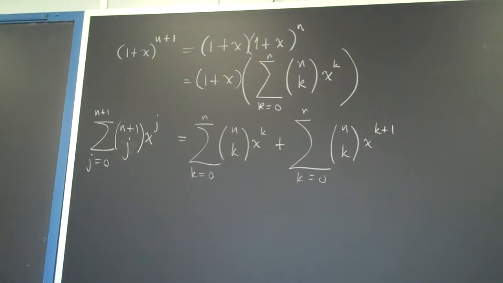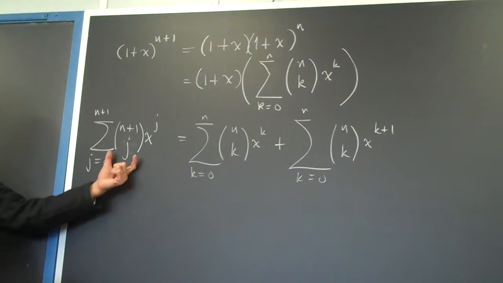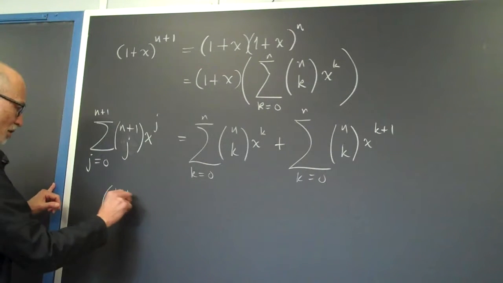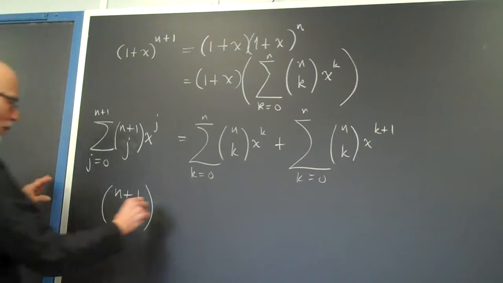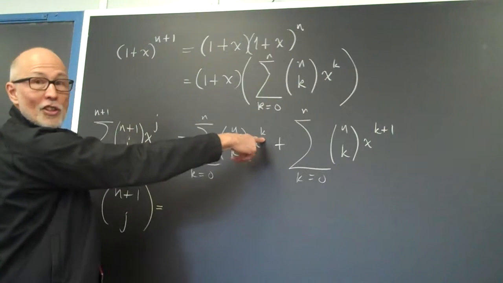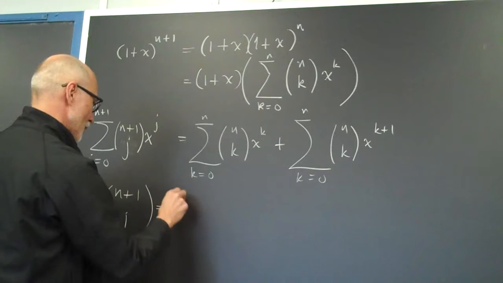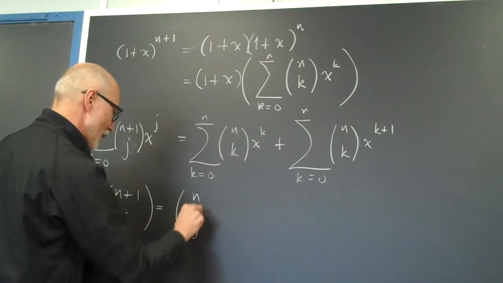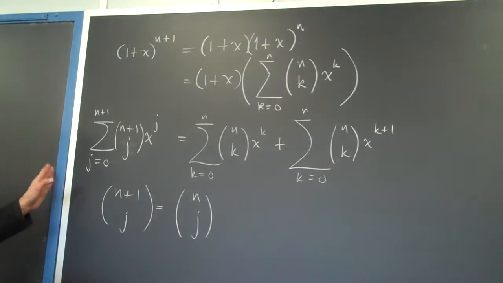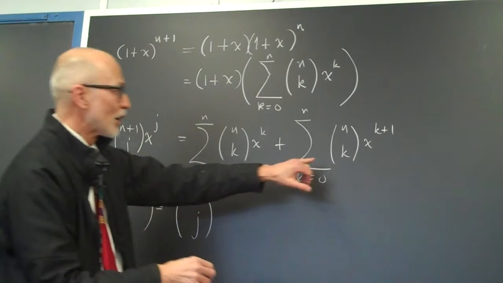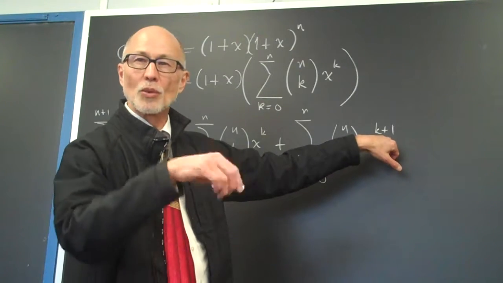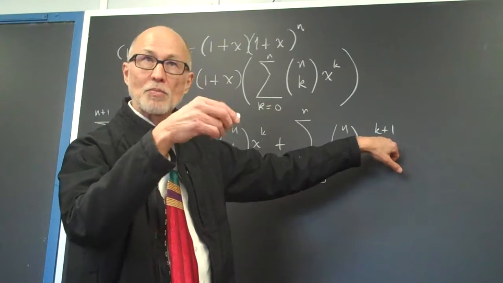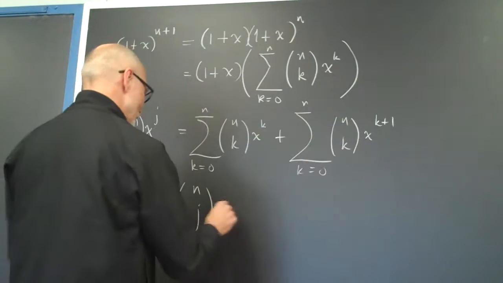All the coefficients. When the coefficients are equal, right? So let's see, this coefficient here, well, I have an x to the j over here, so that means I'll have one of those. But over here, I have to have k plus 1 be equal to j. So k must be j minus 1, right? So I have an entry there.